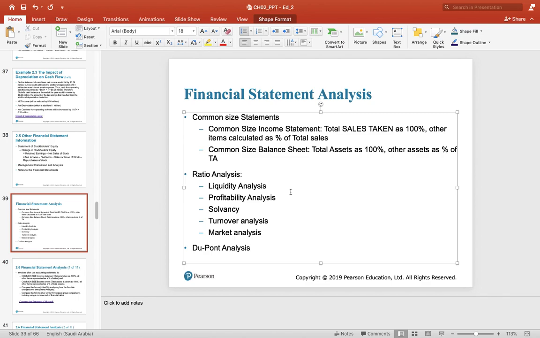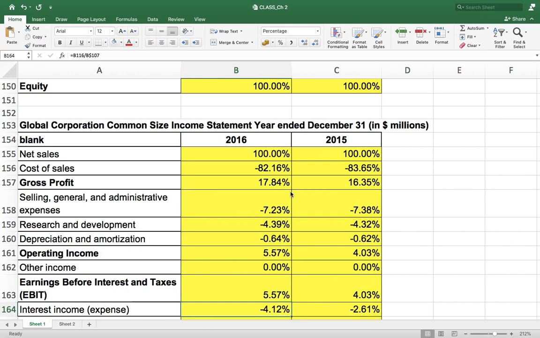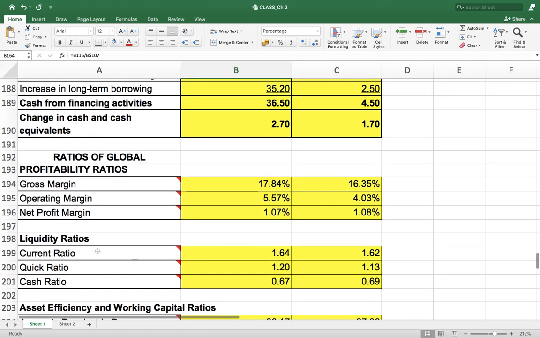With so many ratios, calculating them takes a lot of time, isn't it? So to save the time, we use the help of financial models. Let us do it in the financial model, how we can do all these kinds of analysis. Let us go to the ratio analysis now.